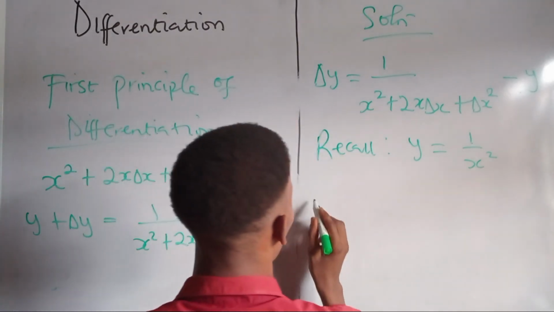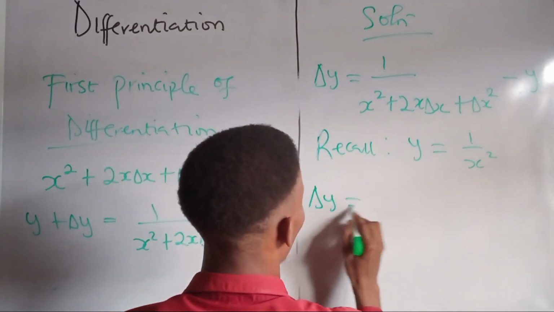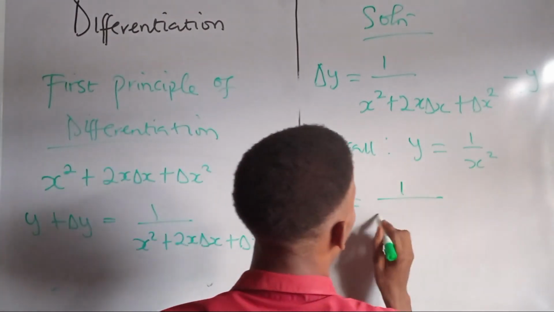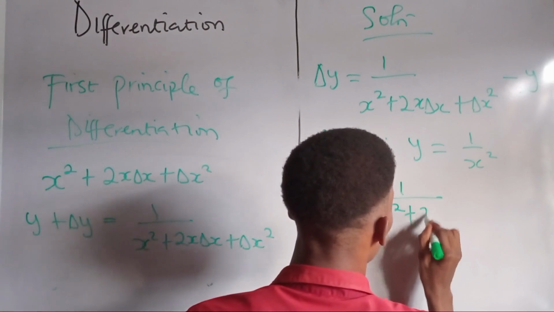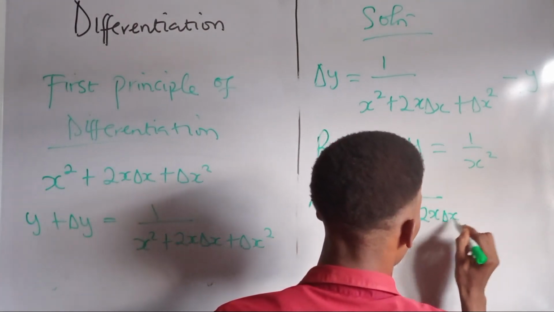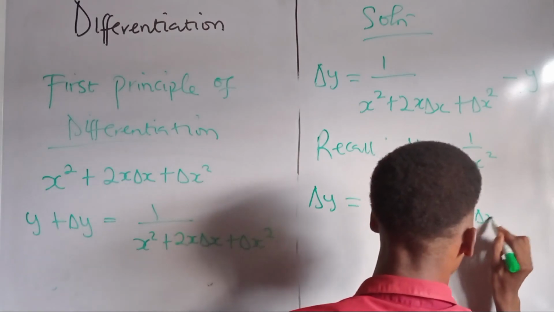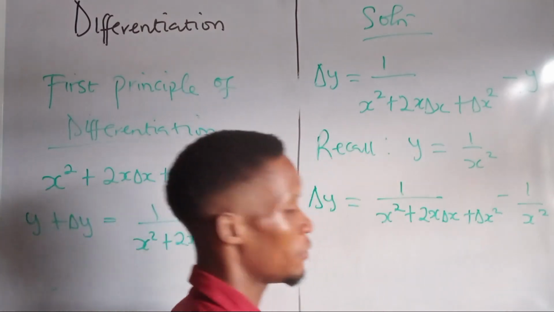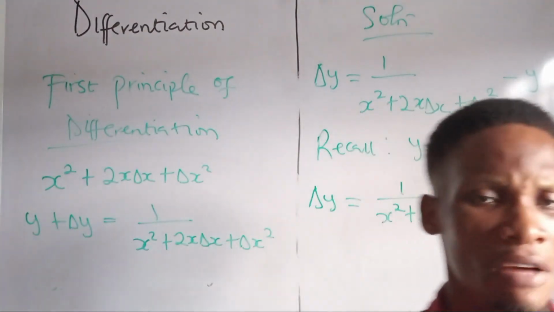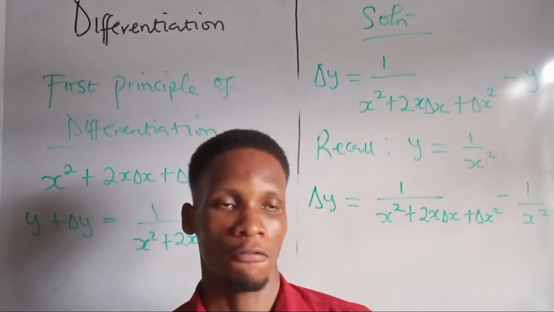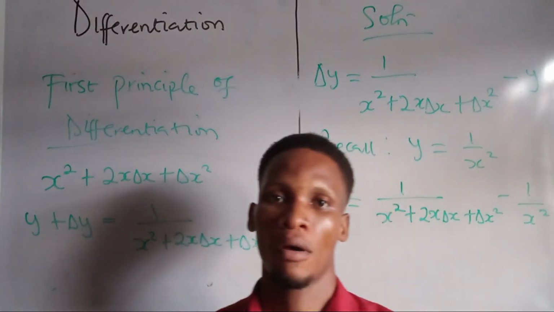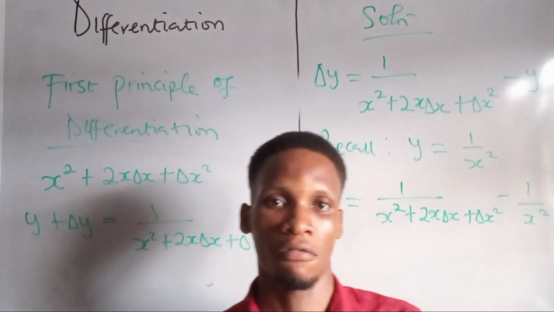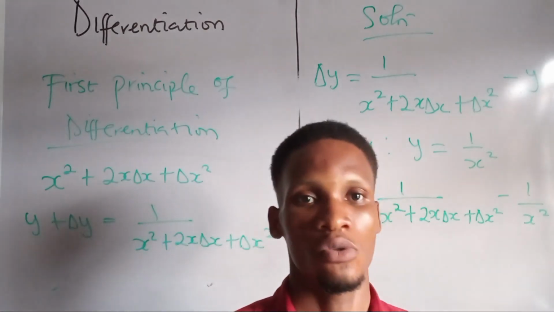So now we're going to have change in y equals 1 all over s squared plus 2s change in s plus change in s squared, minus 1 all over s squared. Then in mathematics, whenever you see a fraction that involves a positive or negative sign, what you do is take the LCM of the denominators, and that's what we're going to do here now.